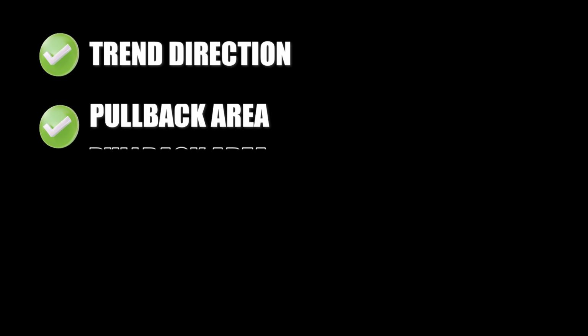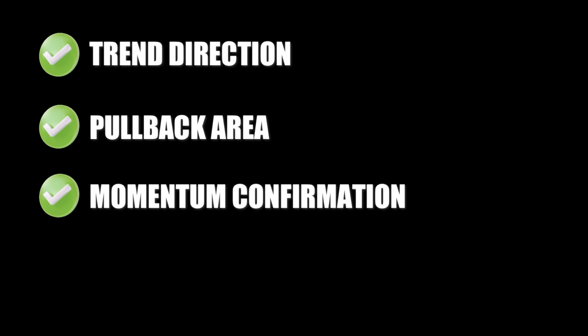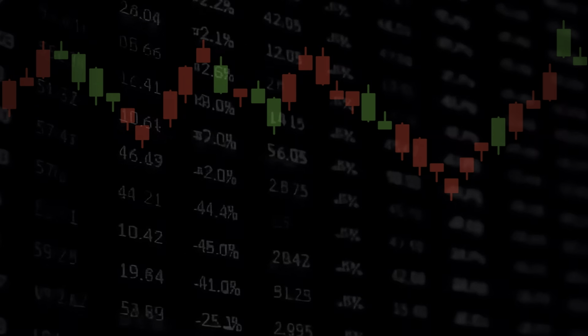Now we have everything we need. The gradient trend filter helps identify trend direction. The gradient trend filter also helps us identify pullback areas. The dodge and trend ribbon help us confirm momentum, and price action tells us when to enter. Let's go through a sell setup.